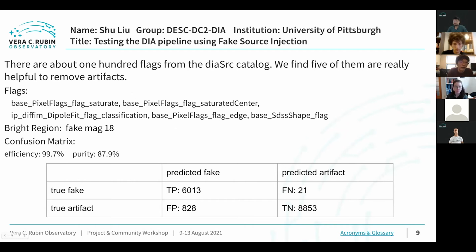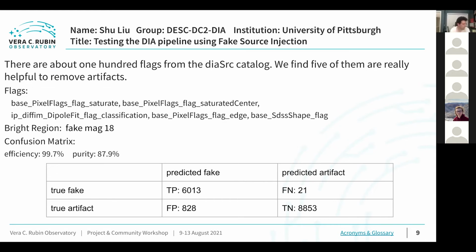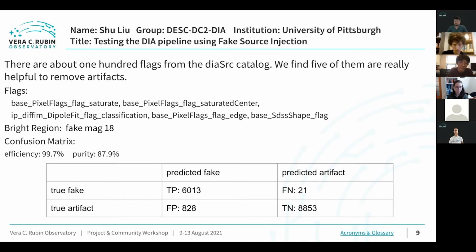There are about 100 flags from the detection catalog, and we find 5 of them are really helpful to remove the artifacts. They are the saturated flag, saturated center flag, dipole fit flag, edge flag, and SDSS shape flag. Since most of the subtraction artifacts appear in the bright region, we apply the flags to the DIA source catalog with injection at 18 fake magnitude. And then we calculate the confusion matrix, the efficiency and purity.